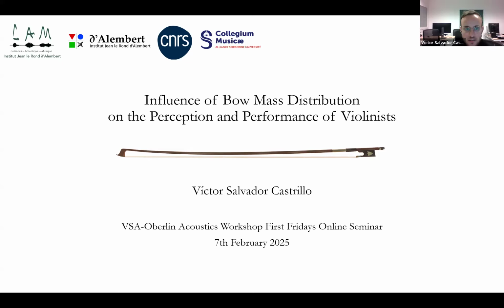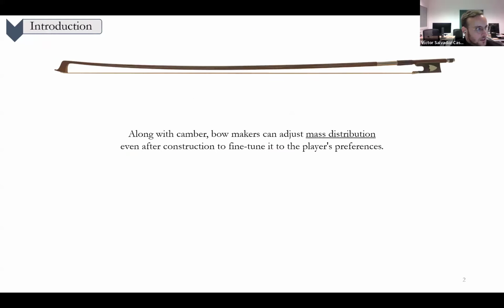So, let me start by saying that along with camber, bow makers can adjust this property, the mass distribution of the bow, even after the construction of the bow. So bow makers can fine-tune this parameter to the player's preferences. And how may they do so? Well, by simply changing the density or the weight of different parts of the bow.